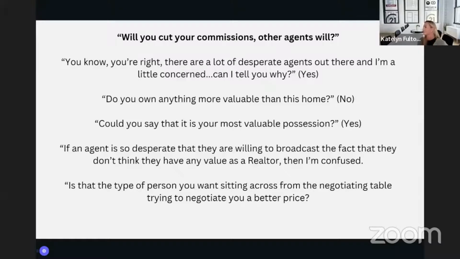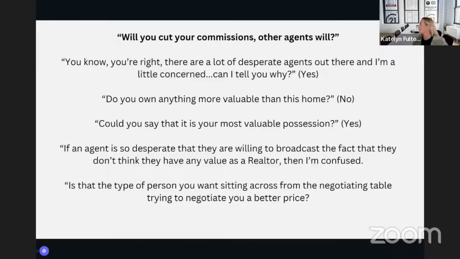Everybody know the physical difference between a listing presentation and a CMA? They're two completely different things. The CMA is just talking about pricing and whatever else, and the presentation is who you are, what you do, and what you're gonna do for them, right? So you can come up with all kinds of things. You have to practice, right?